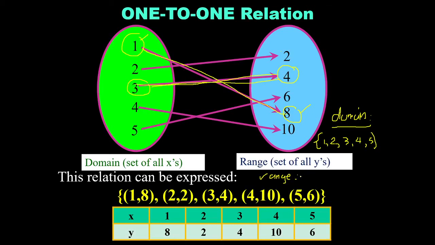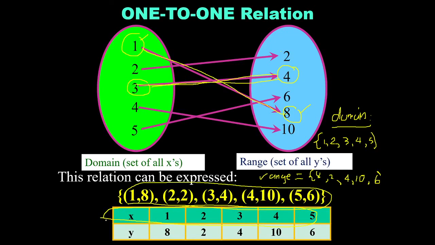It's okay not to arrange that. We have 8, 2, 4, 10, 6. Now, I'm gonna ask you a question. Are there repeating values in the domain? No. Look at the x values here, the domain, in the table. There are no repeating numbers.